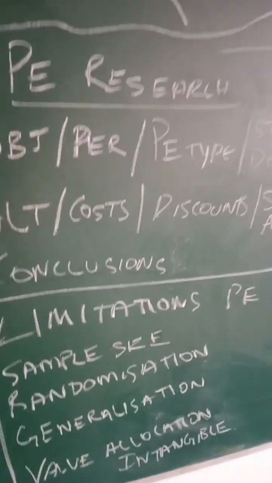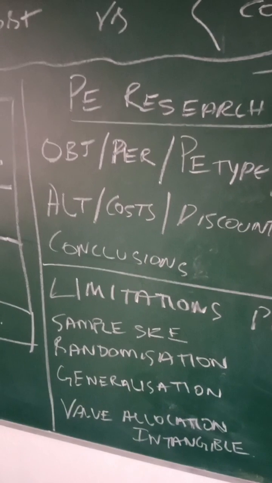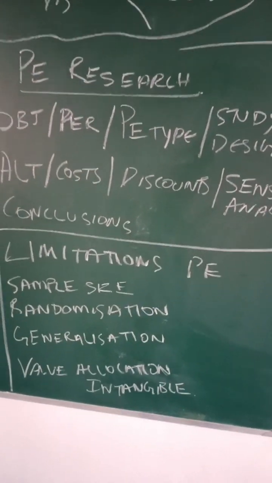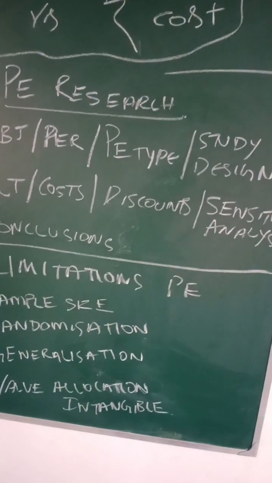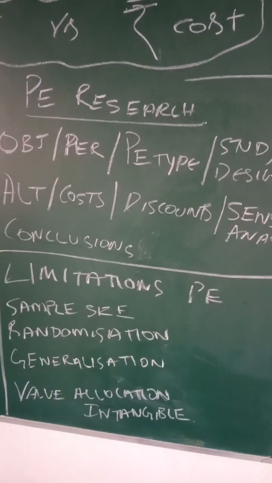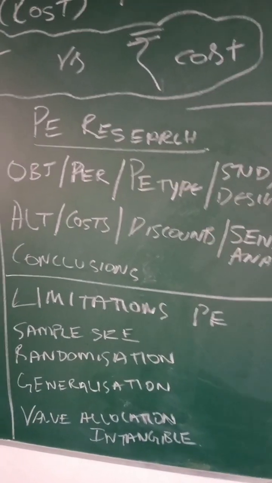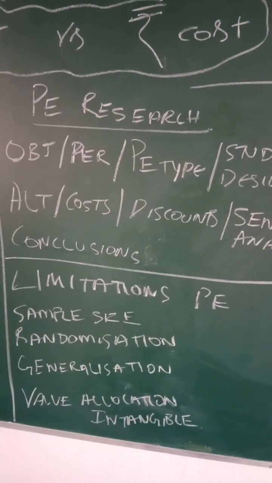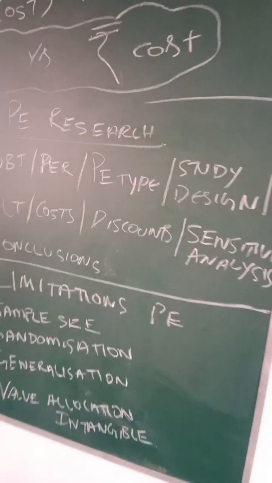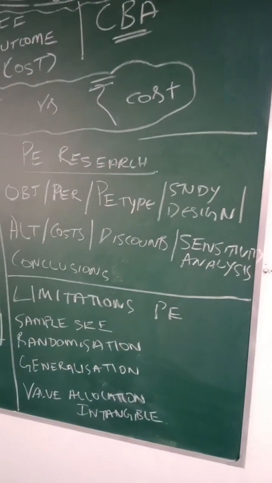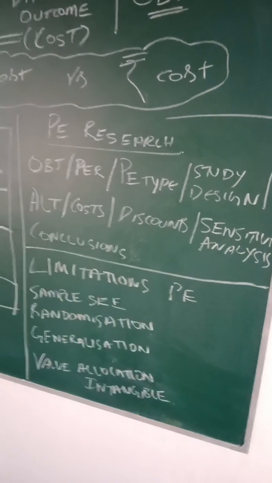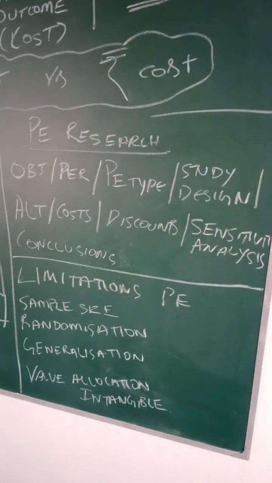So in PE research, we have to first fix our objectives, then the perspective, for which perspective you want to do the research. Like if you put a number 6 and see it from one side, it will look like 6. You go to the other side and see it, it is going to be 9. So whether from the perspective of the patient, the provider, the insurance company, the community, the society, or the national perspective, from which perspective you are going to see the problem, it will differ.